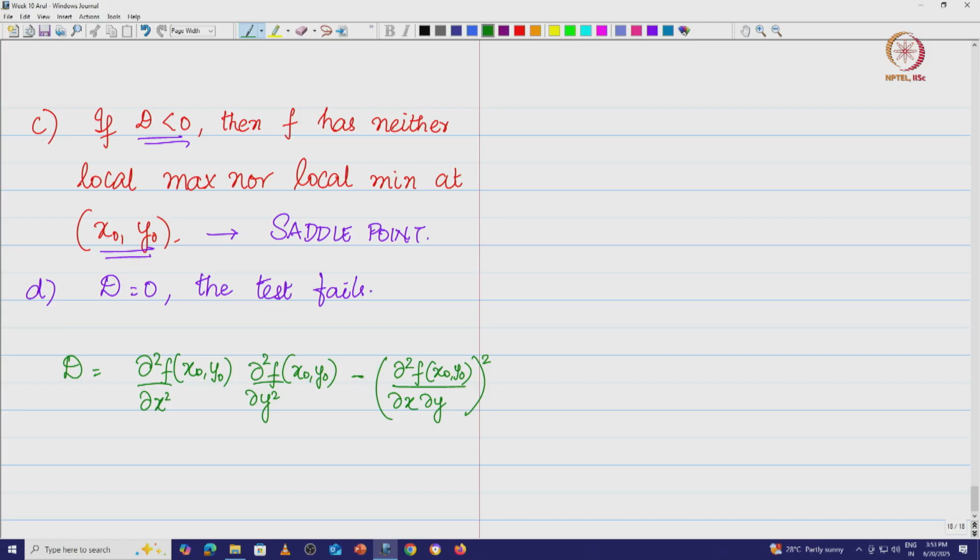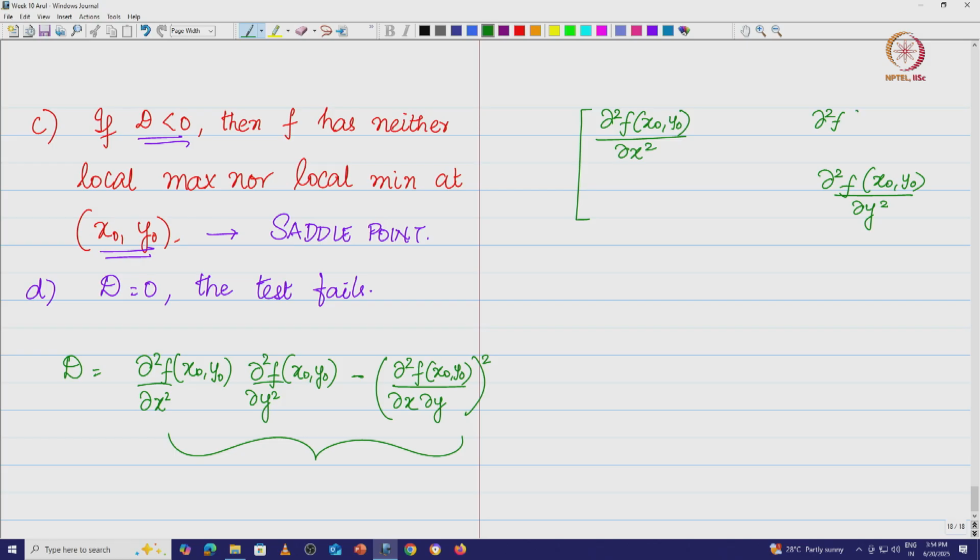This looks like the determinant of a 2 by 2 matrix. Now, what is the 2 by 2 matrix? Let us put all those elements. This is going to be ∂²f of (x naught, y naught) divided by ∂x², this is going to be ∂²f of (x naught, y naught) by ∂y², and here you have ∂²f of (x naught, y naught) by ∂x ∂y, and this matrix is symmetric. So, that is why it says squared.